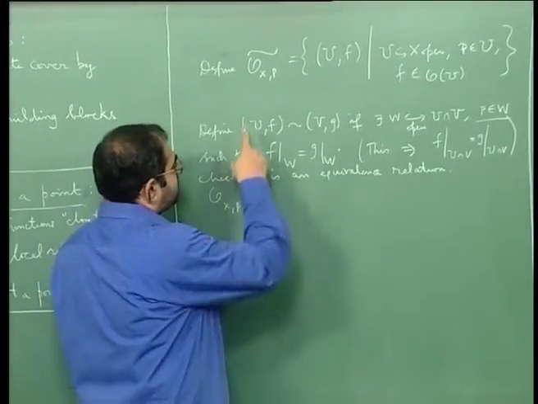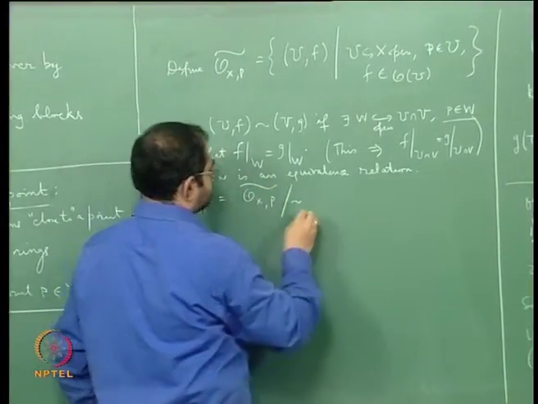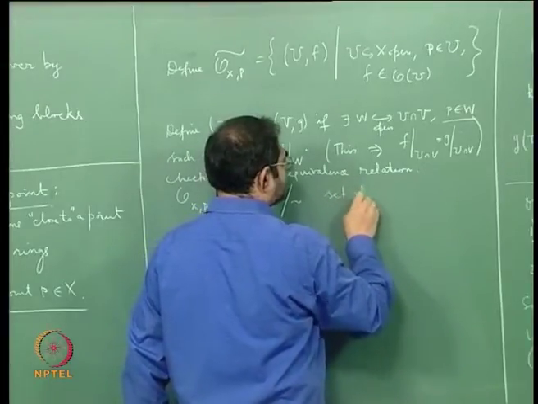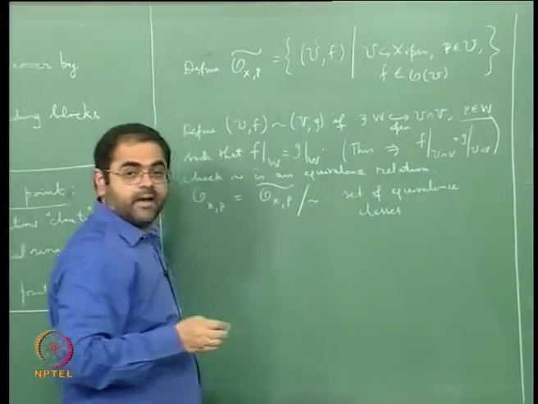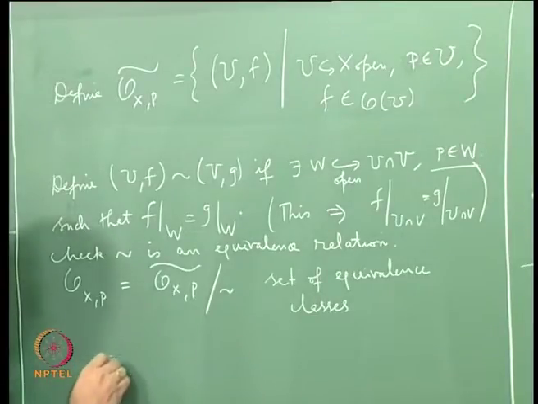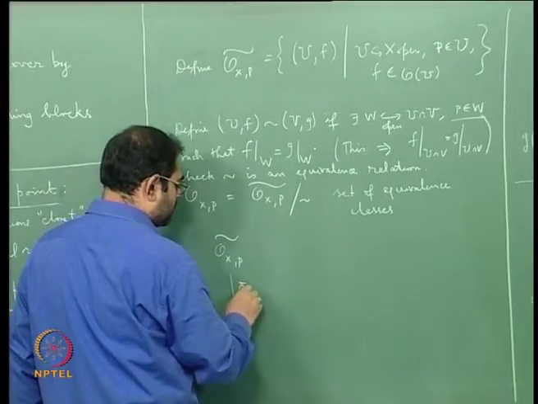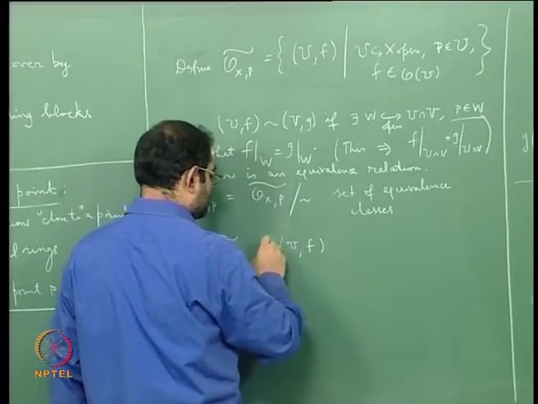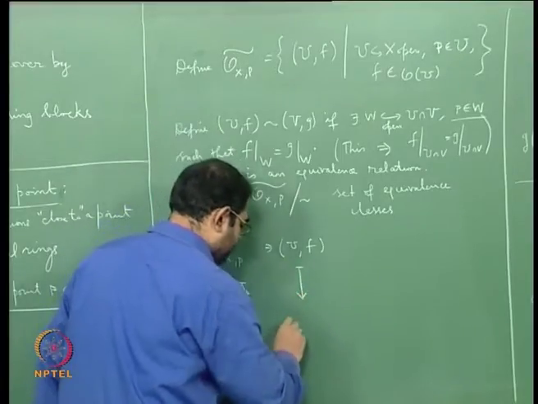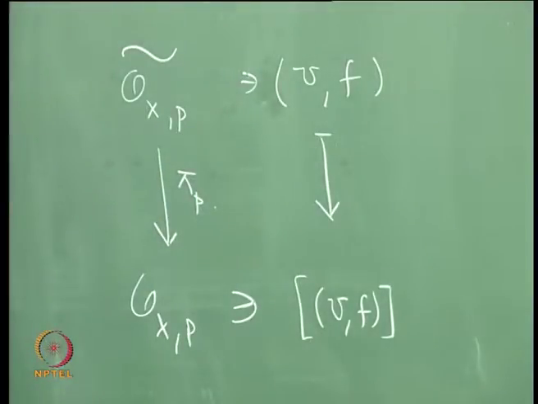So we take O_{X,P} to be the set of equivalence classes, which is just O_{X,P} tilde modulo this equivalence. And you have this natural quotient map from O_{X,P} tilde to O_{X,P}, and this is pi_P if you want. This sends an element (U, f) to its equivalence class, which I will signify by putting a square bracket. This is the map.